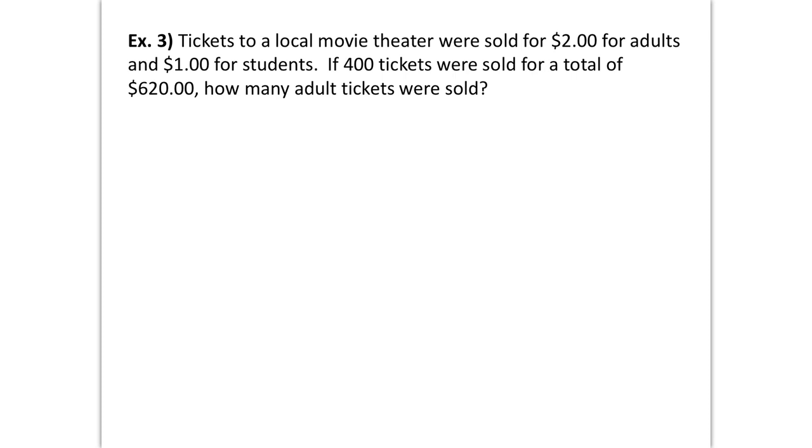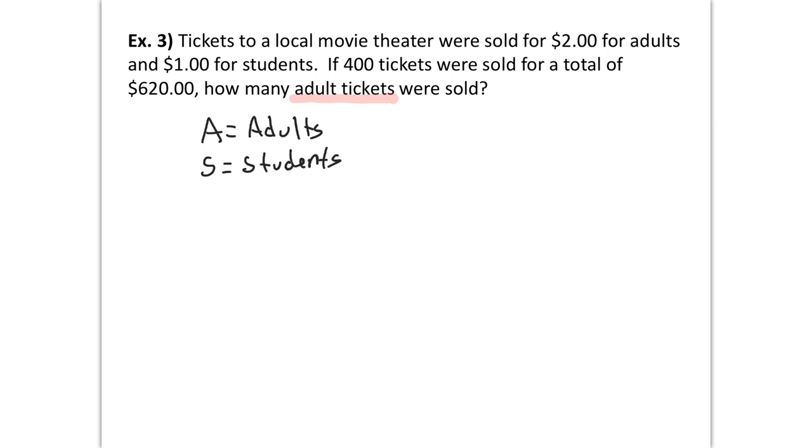So first, let's go ahead and underline, highlight what we are looking for. We are looking for adults tickets. So let's go ahead and set up the variables. We have 2 types of tickets, adults and students. So I'm going to use A for adults and I'm going to use S for students.